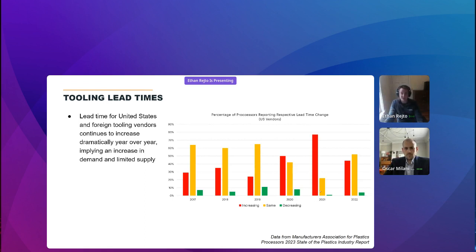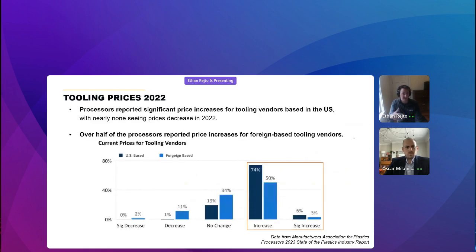Interesting to see that when COVID hit, right, and COVID was so severe in China that all those tool shops shut down, the lead times and costs of sourcing tools just spiked through the roof, and we're still seeing those lead times going up. So incredibly long lead times for tooling, and we're seeing that continuing to increase. The same goes for cost. This is looking at costs for both domestic and foreign-based tool builders.